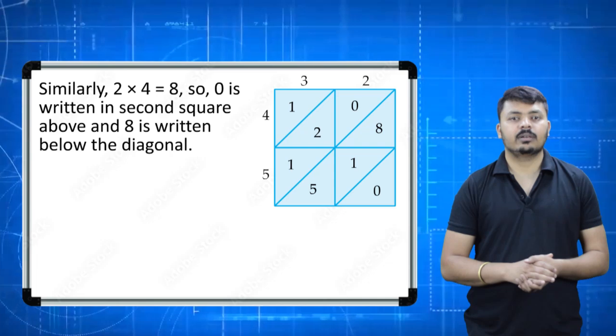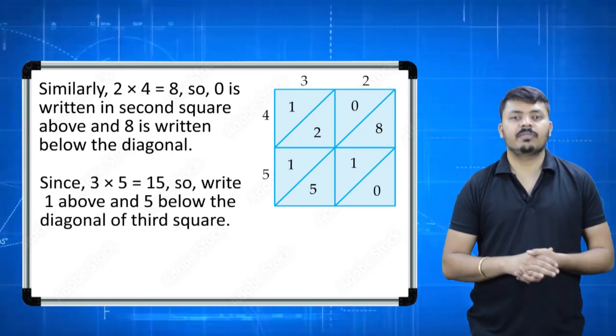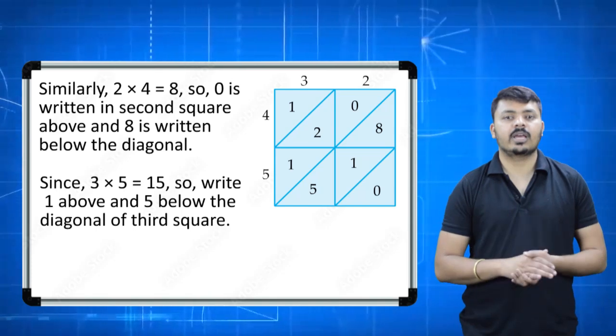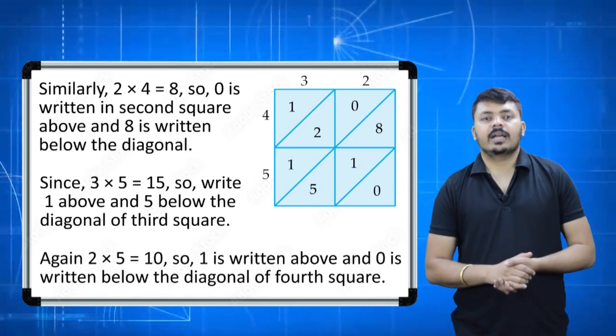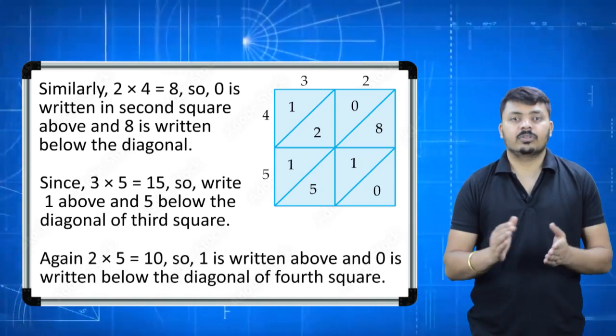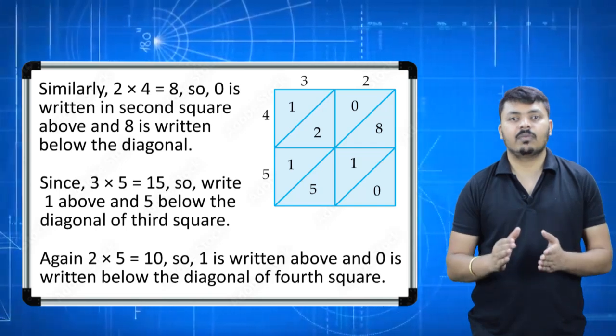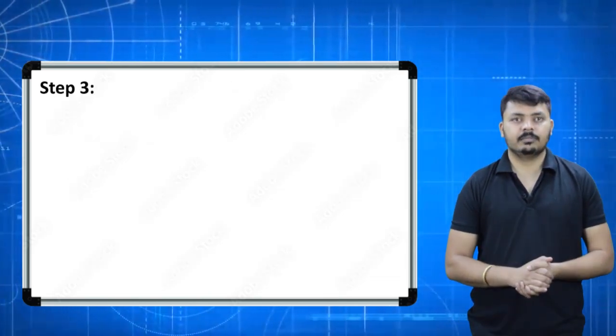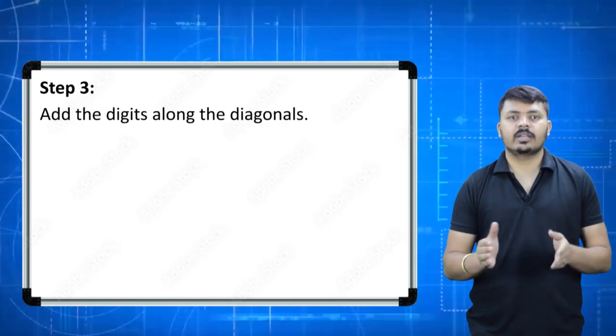written below the diagonal. Since 3 multiplied by 5 is equal to 15, write 1 above and 5 below the diagonal of third square. Again, 2 multiplied by 5 is equal to 10, so 1 is written above and 0 is written below the diagonal of fourth square. Step 3. Add the digits along the diagonals.